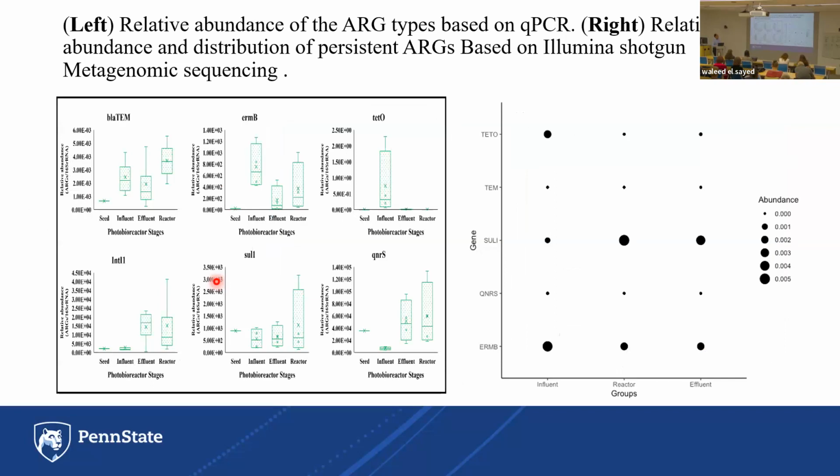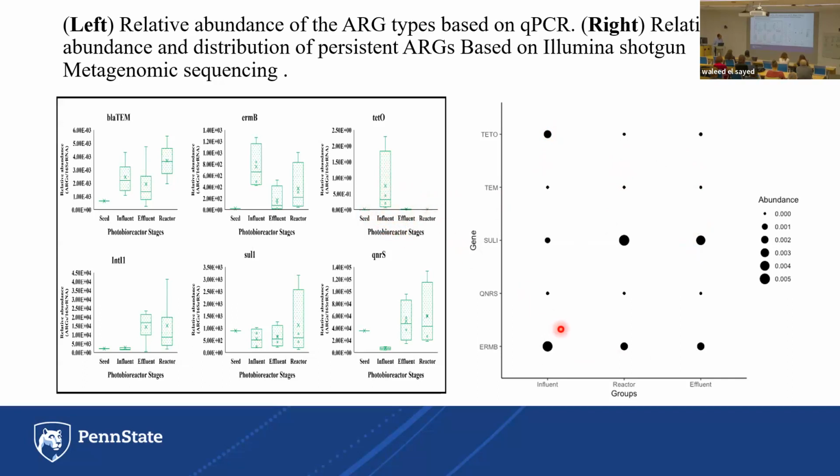As I mentioned before, we plan to do validation for our results. The left figure is the result coming from qPCR. There is a match between the qPCR results and the metagenome results. For example, tetracycline O has high concentration in the influent in comparison with the effluent and reactor. This is the data from the metagenome, and the same for the qPCR data here. It is high in the influent and very low in the effluent or reactor.